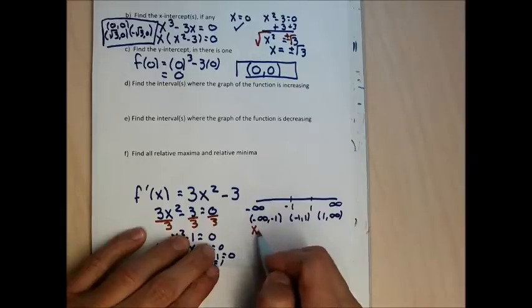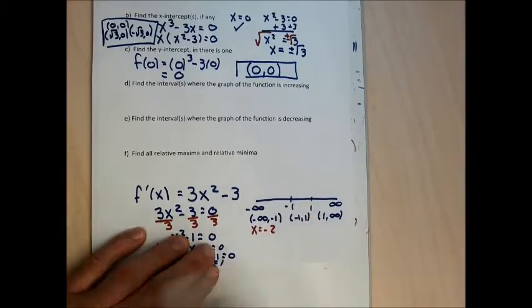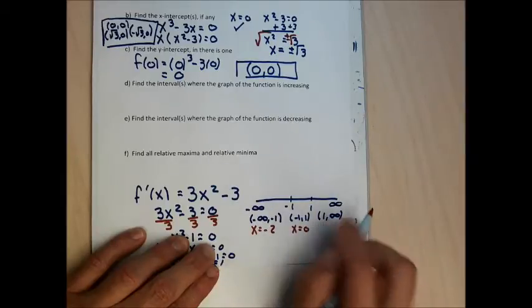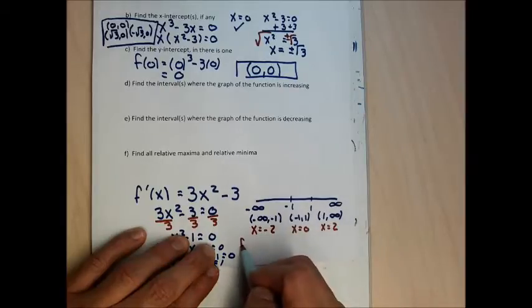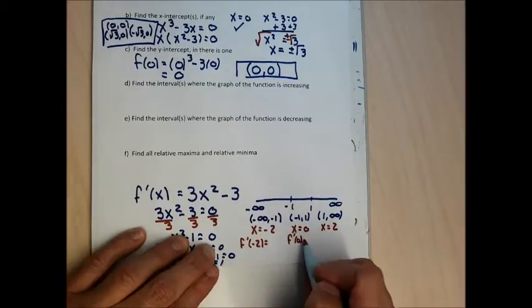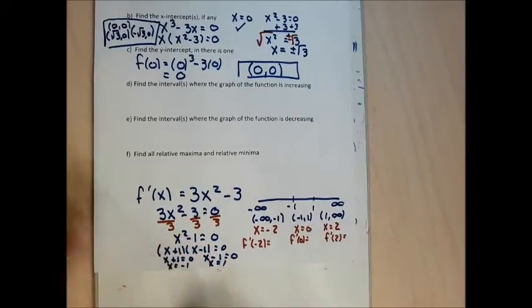The first interval, I'm going to pick x equal -2 because -2 is inside that interval. The middle interval has 0 in it, so I'm going to pick 0. The far interval has 2 in it, so I'm going to pick 2. And I'm going to find f prime of -2, f prime of 0, and f prime of 2. I'm going to get lazy and use the dy dx feature on my calculator.